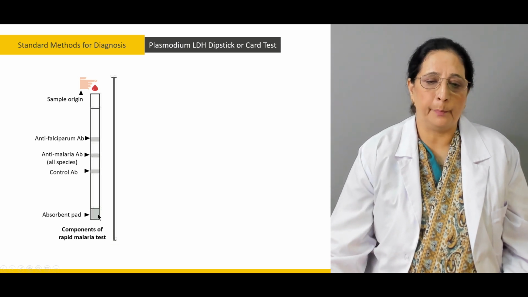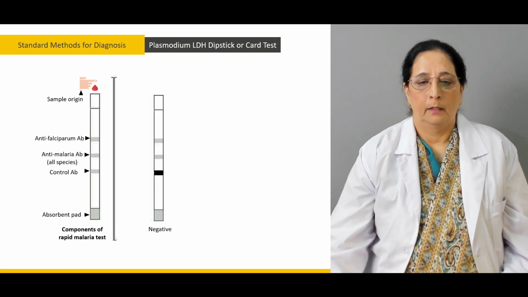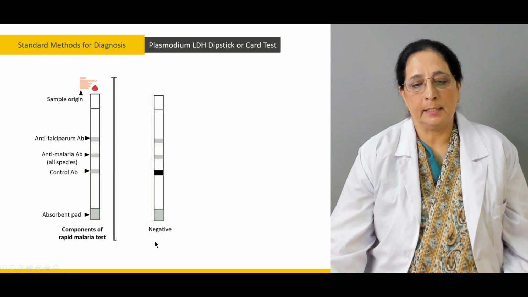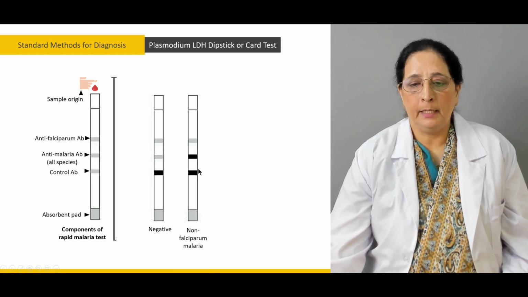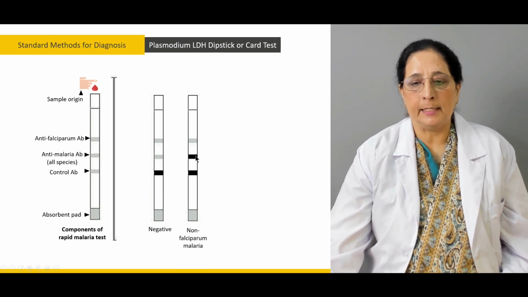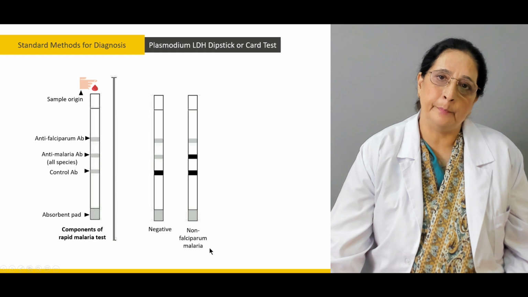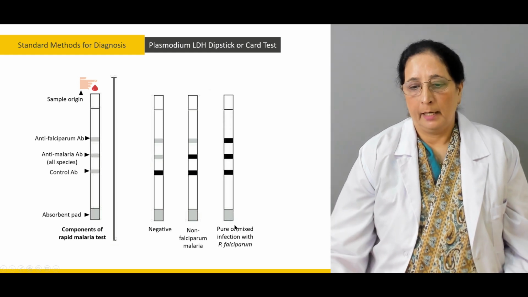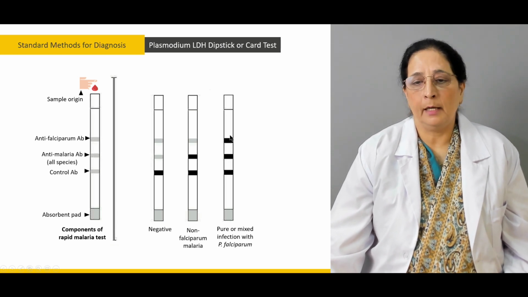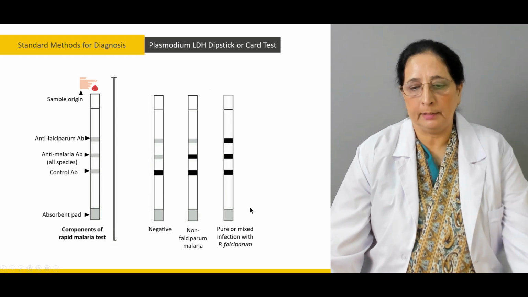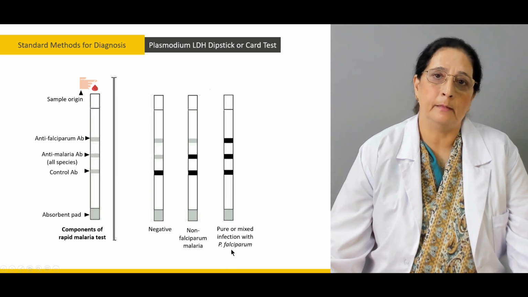And this is the absorbent pad. If only the control turns, this is the negative result, no malaria. If the control and the anti-malaria antibody turn the color, this is non-falciparum malaria. If the control, anti-malaria and anti-falciparum all change color, then this is pure or mixed infection with Plasmodium falciparum.